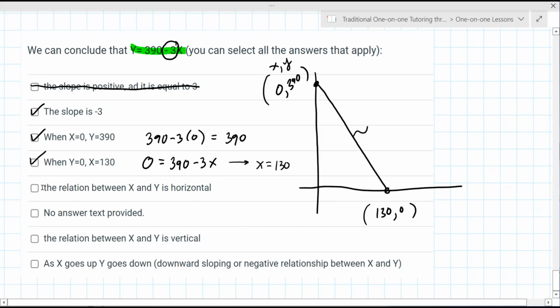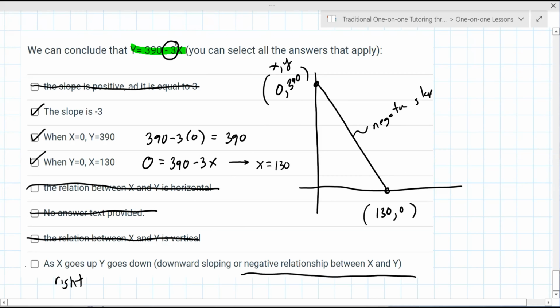Okay, so let's look at the rest here. The relationship between x and y is horizontal. Well, if you have a graph, it's not horizontal. So that one's not correct. The relationship between x and y is vertical. Well, it's not vertical, it's down. As x goes up, y goes down. So that means as you go to the right, y goes down. And is that the case? Yeah, downward sloping or negative relationship.